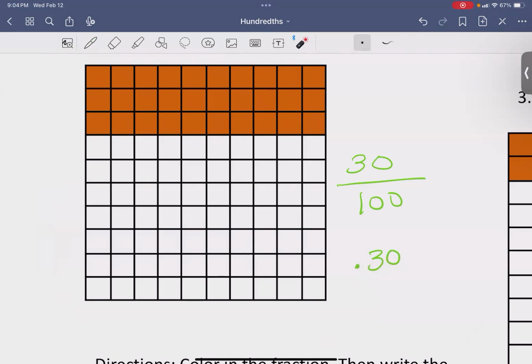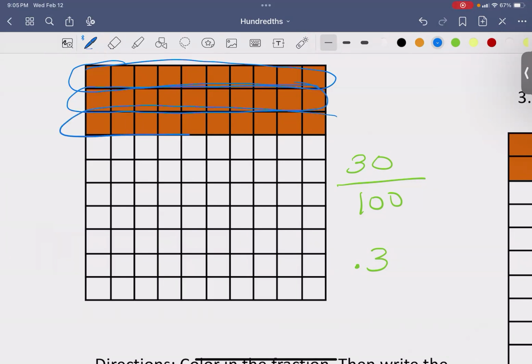Now, this 0.3, if you saw the previous lesson, that would be 3/10. In this scenario, we have three groups of tenths. So we have a tenth right here of the whole square, another tenth of the whole square, and a third tenth of the whole square. So you can write it as 0.3, or you can write 0.30. It still means the same thing.